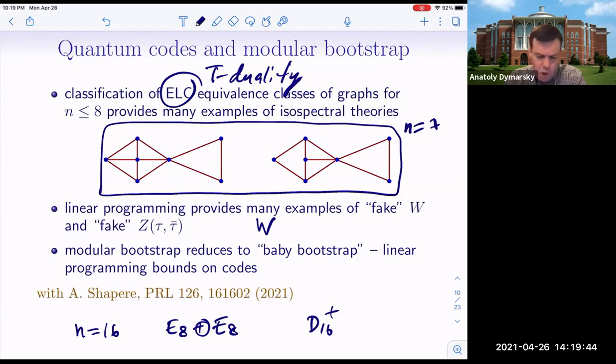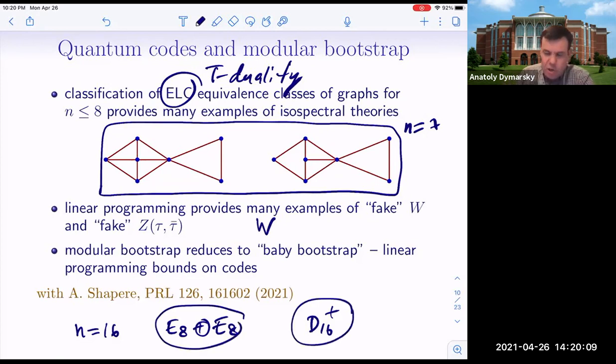Same enumerator polynomial, which means that as a CFT, if you wish, the spectrum of those CFTs is the same. Okay, and that was a unique example, which answered the question of whether you could hear the shape of a drum. The answer is that you cannot hear the shape of a drum.